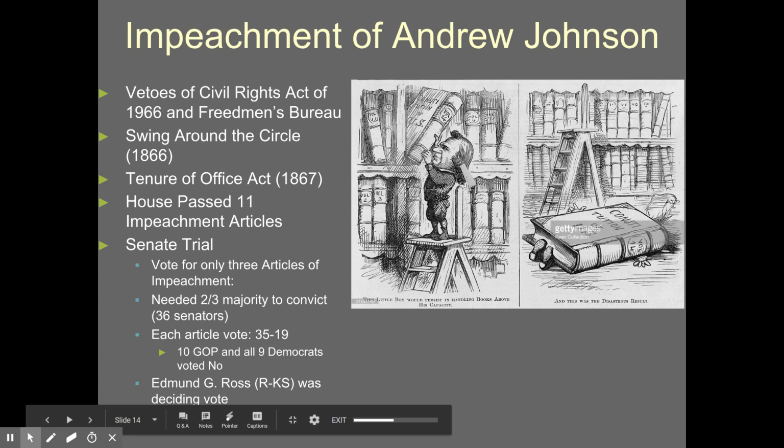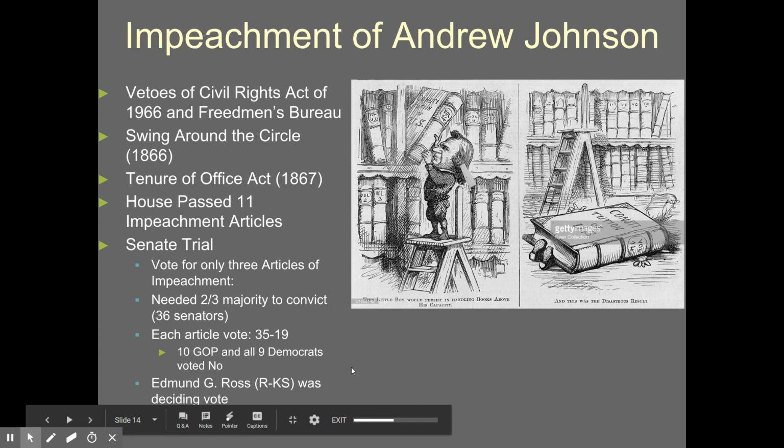So if you look here on the PowerPoint, you can see the article is voted 35 to 19. You needed a two thirds vote to convict the president, and he would have needed 36 votes. And at the last minute, this guy Edmund G. Ross was the deciding vote, and he decides to vote in favor of Andrew Johnson.